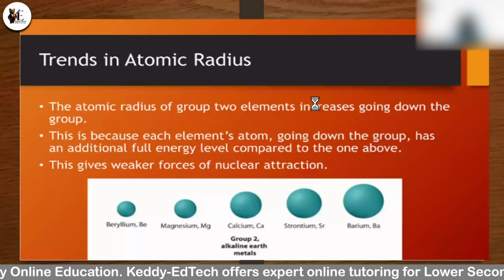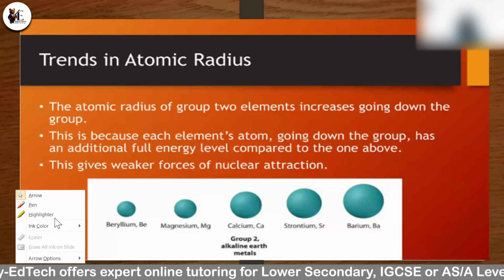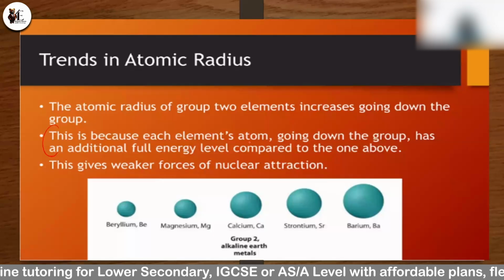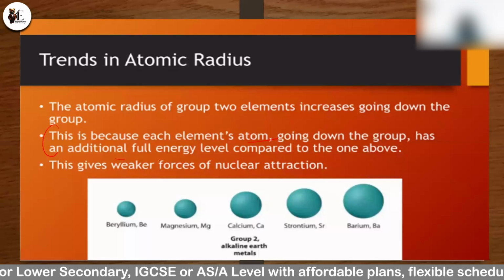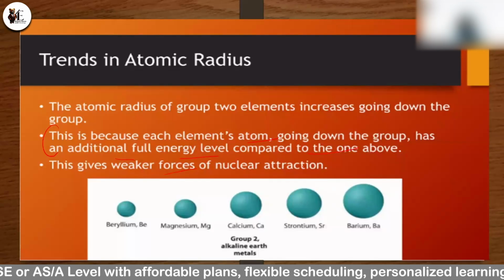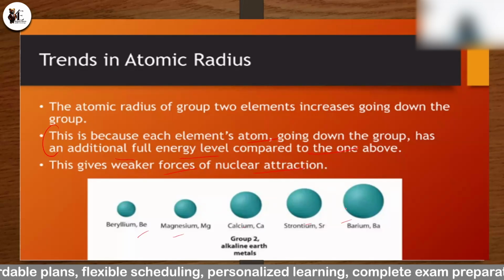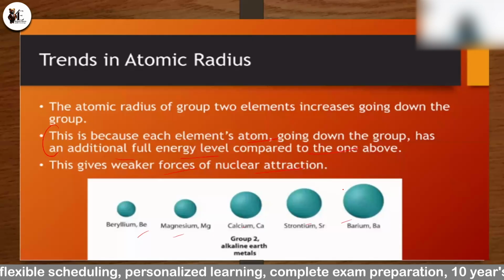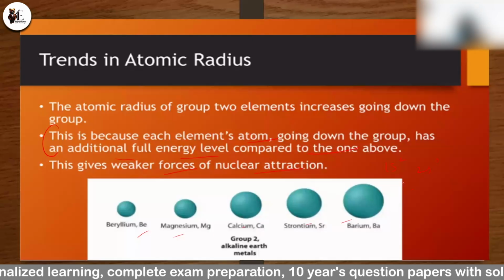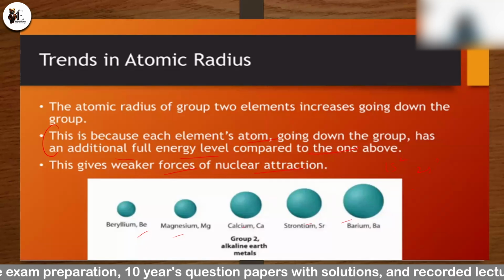Okay. So this is the trend in the atomic radius. The atomic radius of group 2 elements increases going down the group. The reason is important: each element's atom going down the group has an additional full energy level compared to the one above, so this gives weaker nuclear force of attraction. So you can see the sizes in the group 2 alkaline earth metals. Why does it increase going down the group? Because you have studied it is 1s2, 2s2, 3s2, which means your principal quantum number is increasing. Write it down.